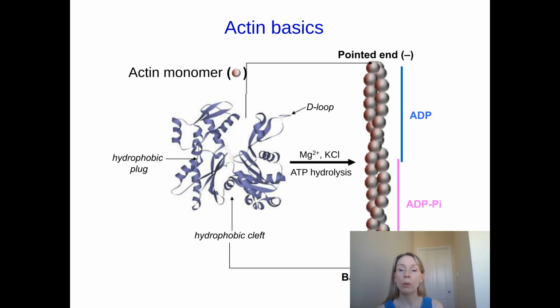This leads to a scenario where the filament has stretches of ADP-Pi-rich subunits, and stretches of ADP actin which have already released inorganic phosphate. Why is this important? Because actin in different nucleotide-bound states has different properties and different interactions.